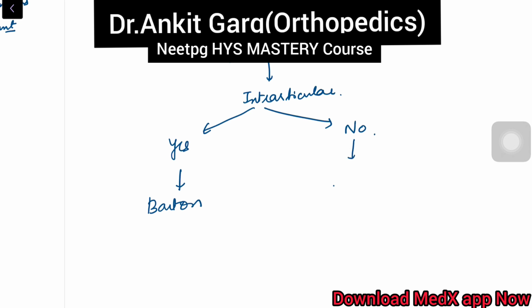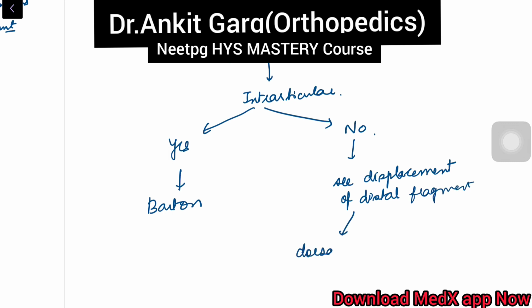Then you have to see the displacement of the distal fragment, because in orthopedics, whatever displacement we see or describe is always with respect to movement of the distal fragment as compared to the proximal one. If the distal fragment has been displaced dorsally, 100% it is a Colles fracture. If it is displaced volarly, then you have a Smith fracture.